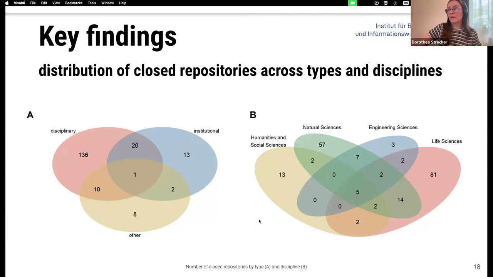And I think at this stage, it's also important to note that both repository type and subject can have overlaps in Re3data, so it can occur multiple times. So that's why we drew these Venn diagrams with the intersections.